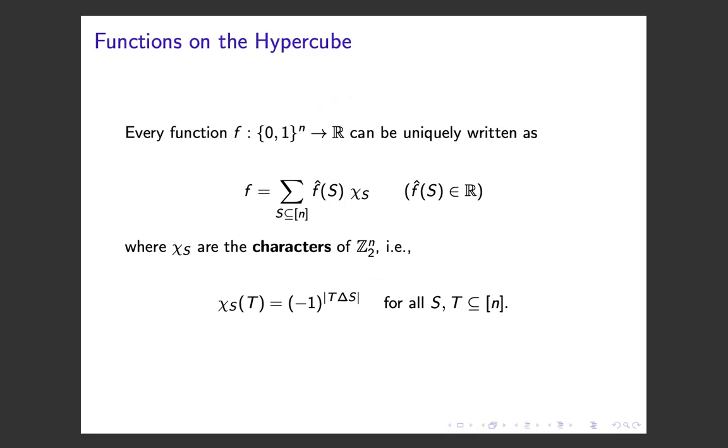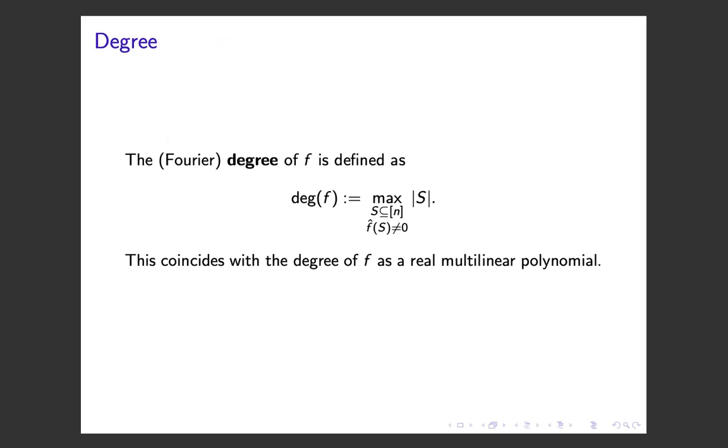Let's start off with the fact that every function on the hypercube can be uniquely written in the Fourier basis, where the chi sub s's are the characters of the hypercube, and recall their definition below. The Fourier degree of a function f on the hypercube is defined as follows. Note that this Fourier analytic definition of degree coincides with the polynomial notion of degree, where here we represent f as its real multilinear polynomial.